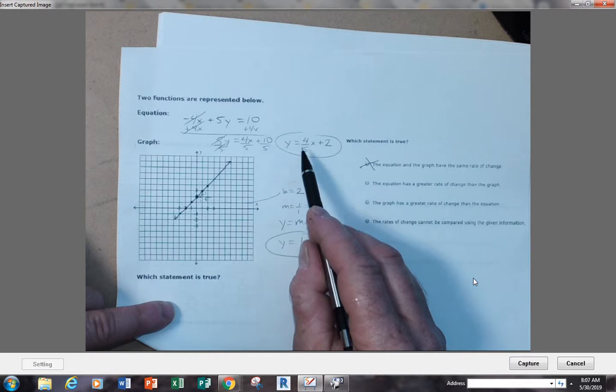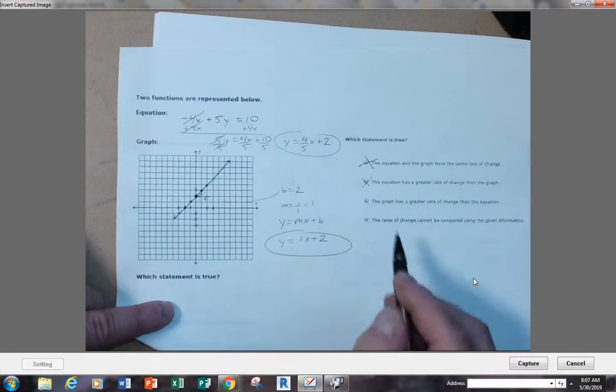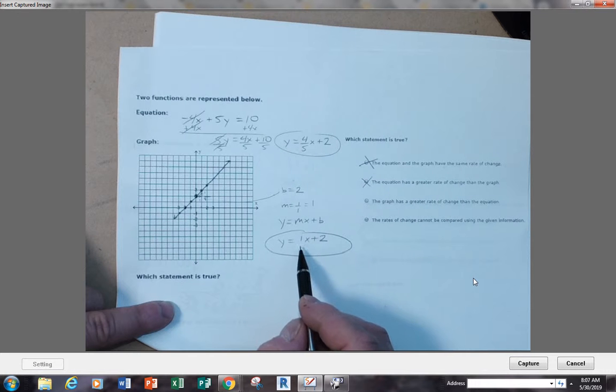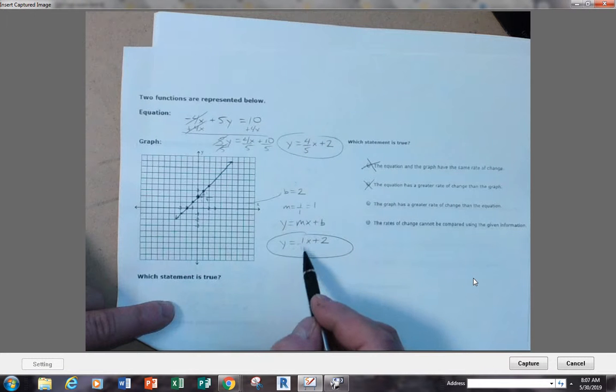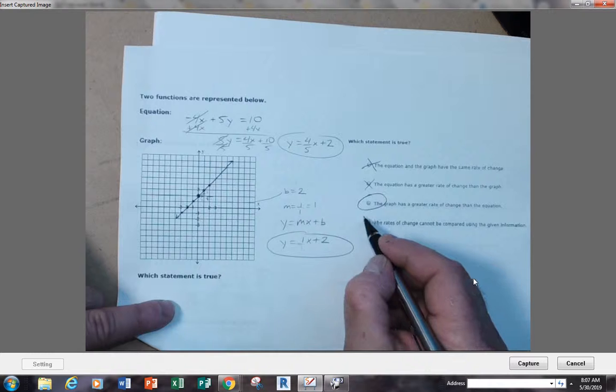This equation's rate of change is smaller than the graph's rate of change. False. The graph has a greater rate of change. Yes, this is a 1. That is slightly more than 4/5. Remember, 1 is really 5/5. So again, if you're trying to compare barely above, that one is true. And then always cross off that one.